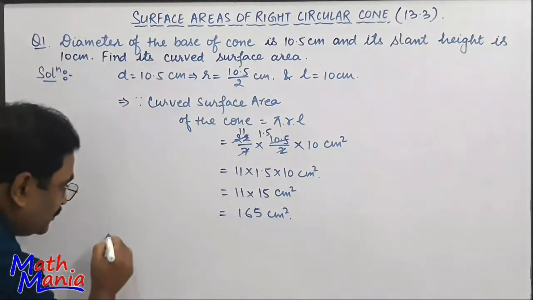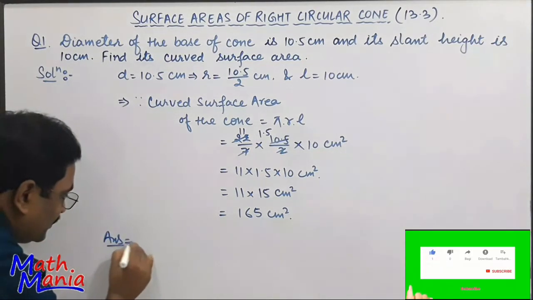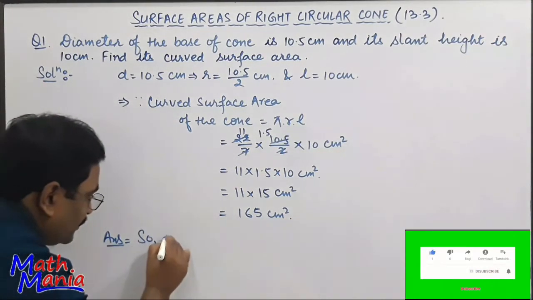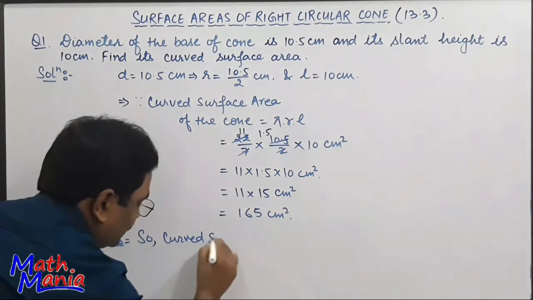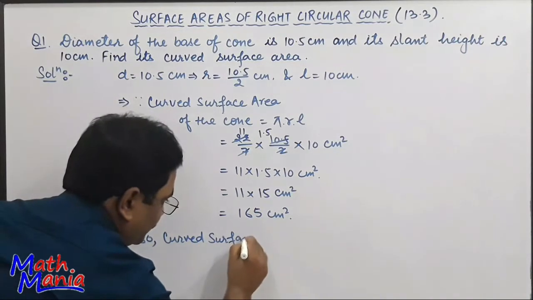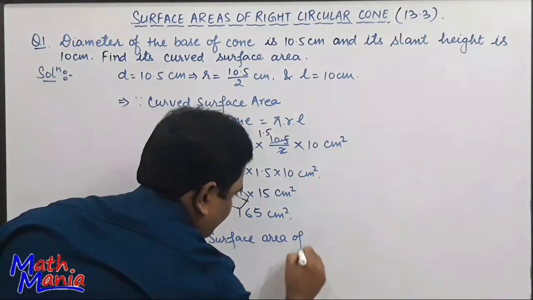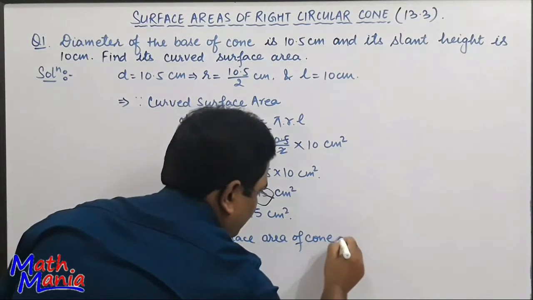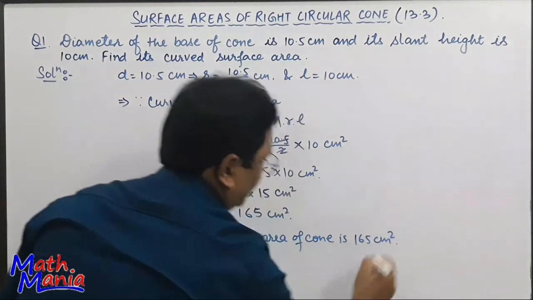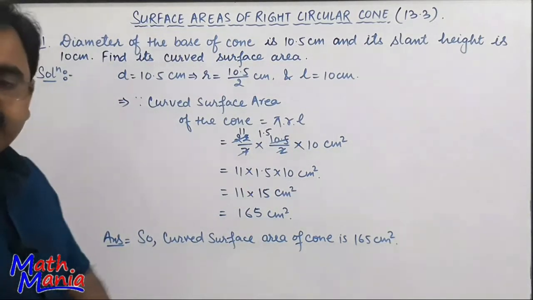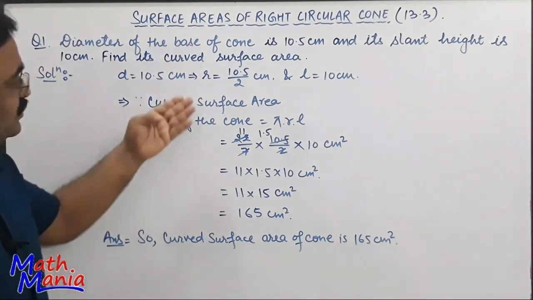So you can say that therefore the curved surface area of cone is 165 centimeter square. So dear friends, as the information which was given in the question, we have to write down.